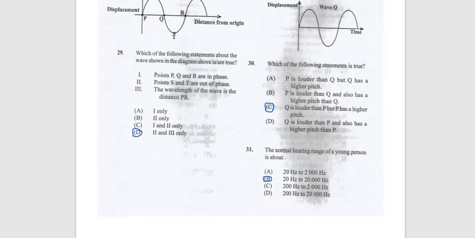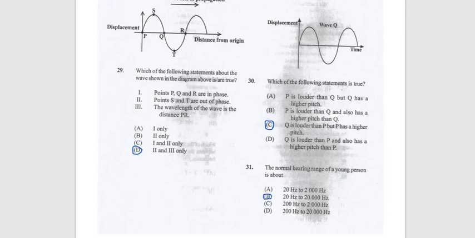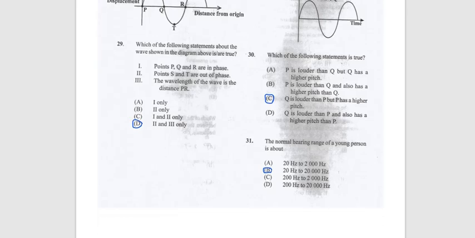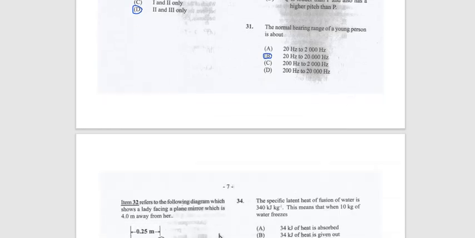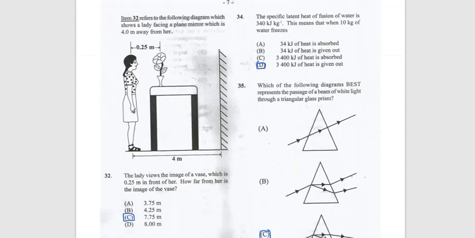29. Which of the following statements about the wave shown in the diagram above is or are true? The answer is D. 30. Which of the following statement is true? C. 31. The normal hearing range of a young person is about 20 Hz to 20 kHz.